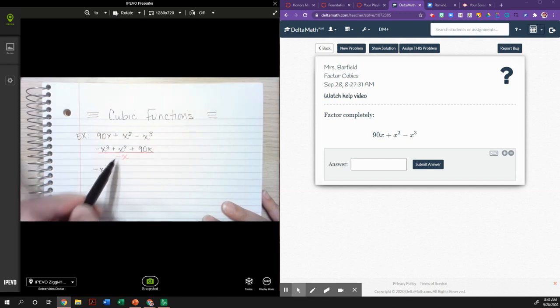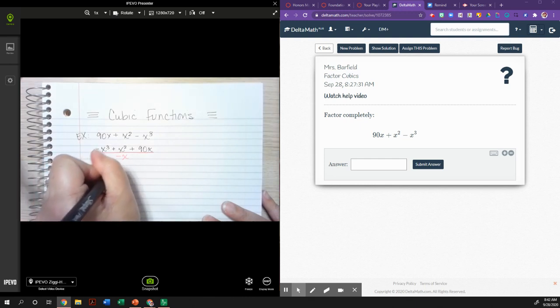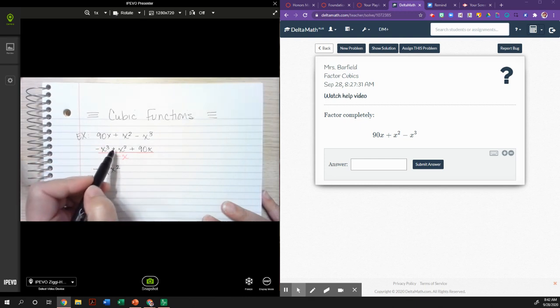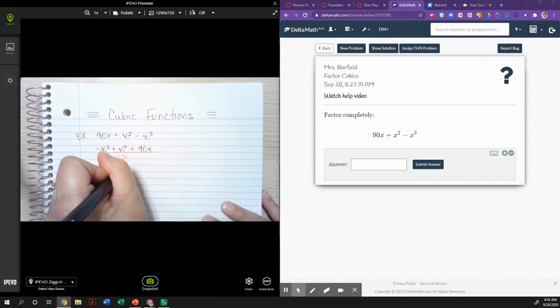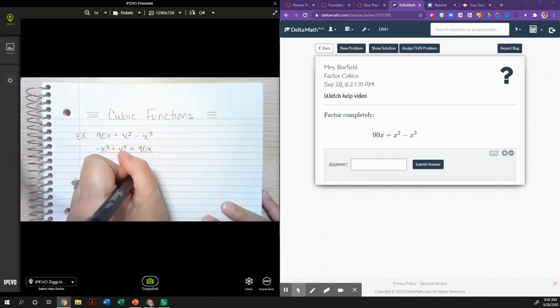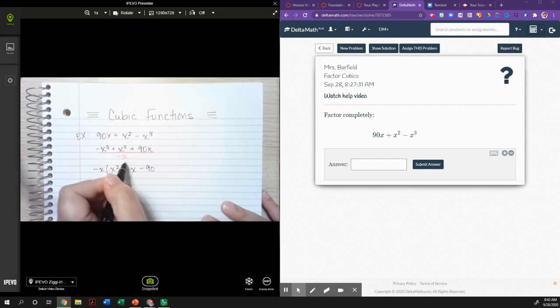So negative divided by negative is a positive, and then 3 minus 1, so x squared. A positive divided by a negative is a negative. 2 minus 1, that's x. Then 90 divided by negative 1 is negative 90, and the x's are eliminated.